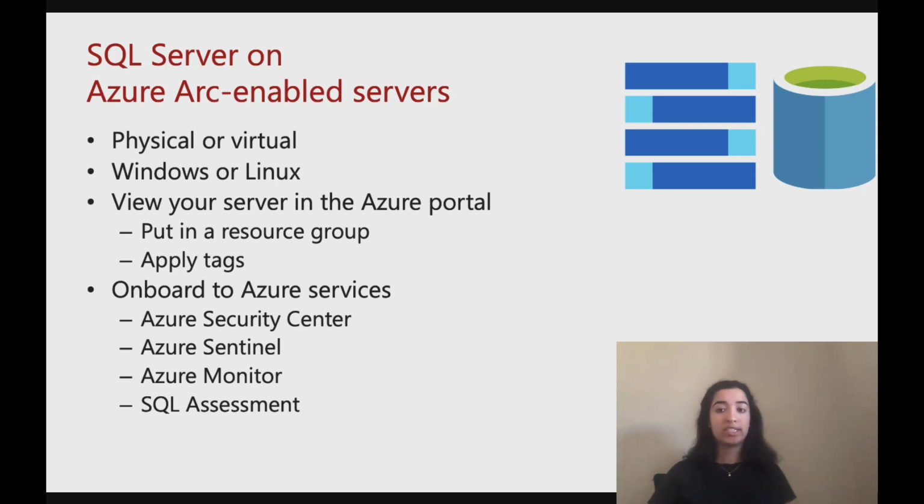Once the agent is there, you can actually see it on the Azure portal and put it into a resource group. This can then also be integrated with other Azure services. One that we hear customers are particularly interested in is the ability to run SQL assessment. So you also have that option as well.